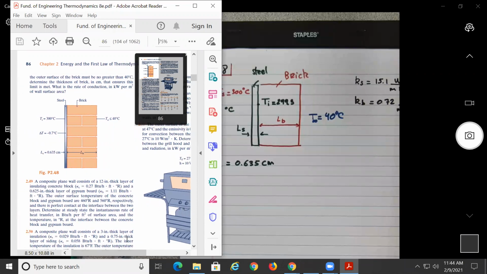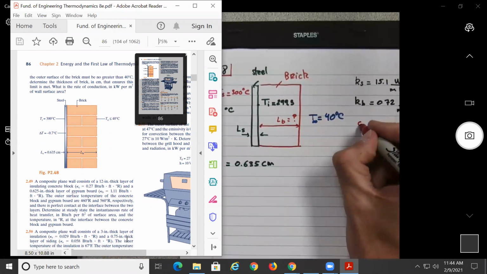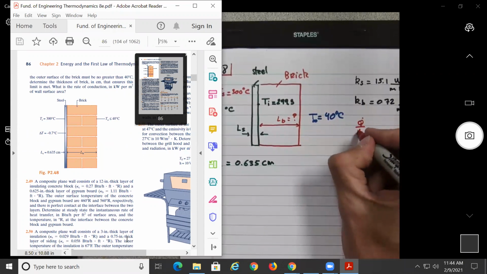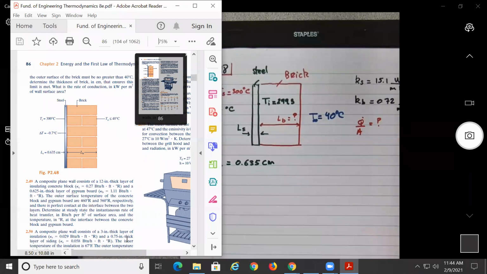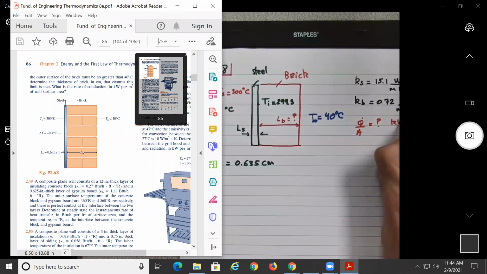So basically what we need to do is solve for L sub B and Q dot over A, and the answer in kilowatt per meter square.